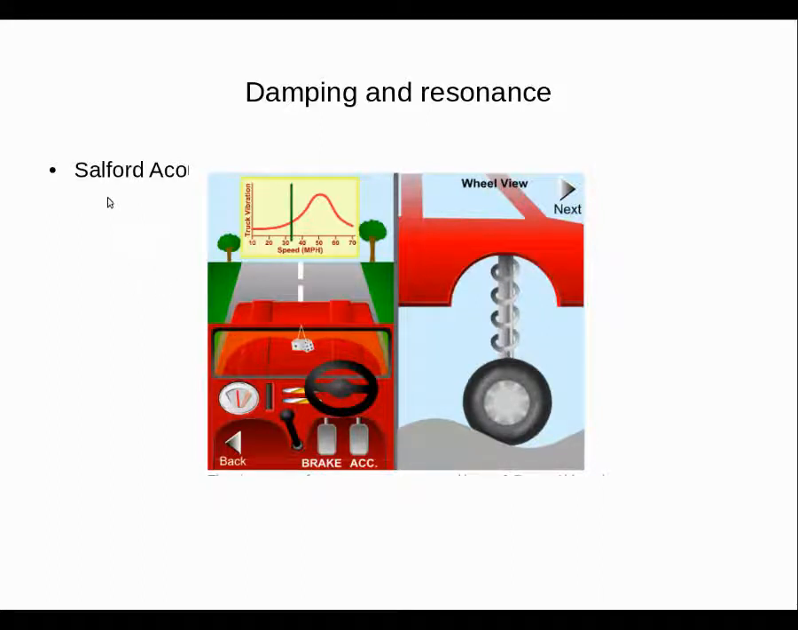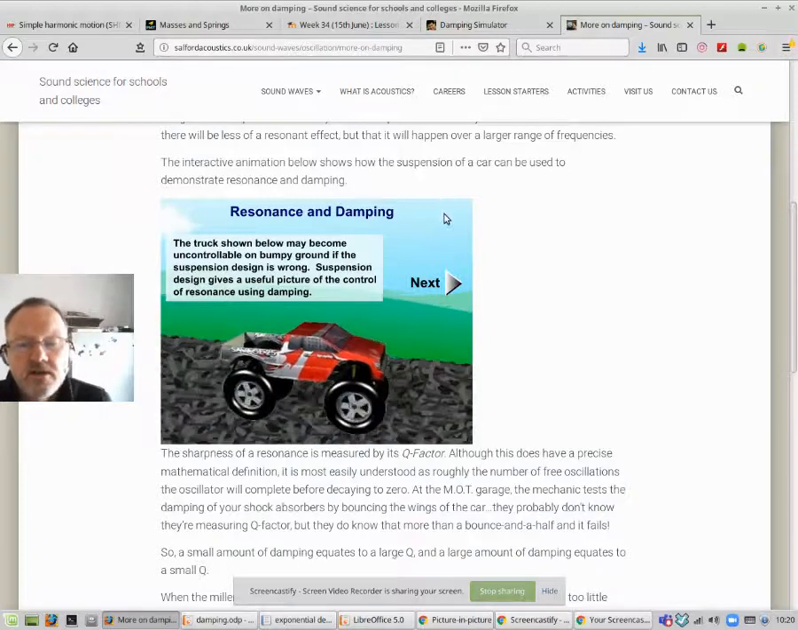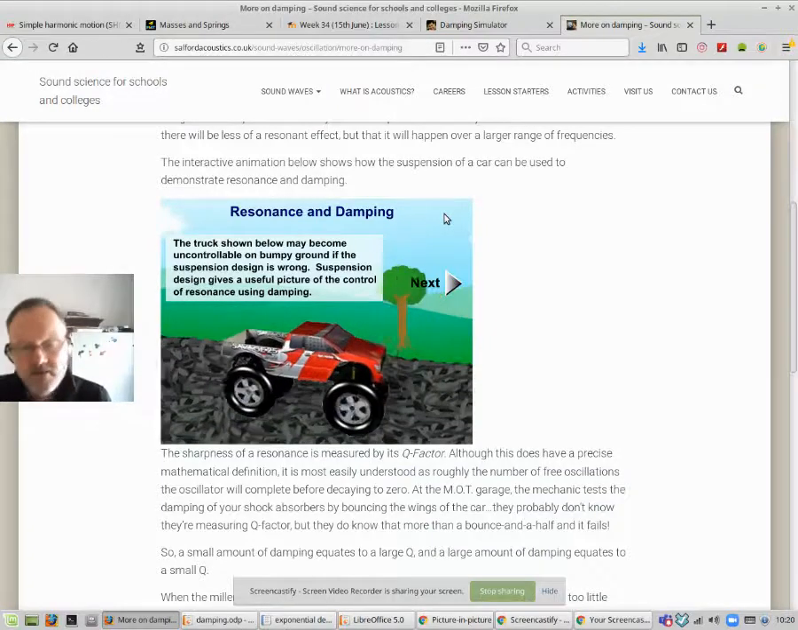So to do this, I'm going to take you to a series of animations at Salford University. I should say Salford Acoustics. It's just overlaid by the graphic, but you can get the link to this again after the video. Okay, so this is quite a nice way of explaining it.